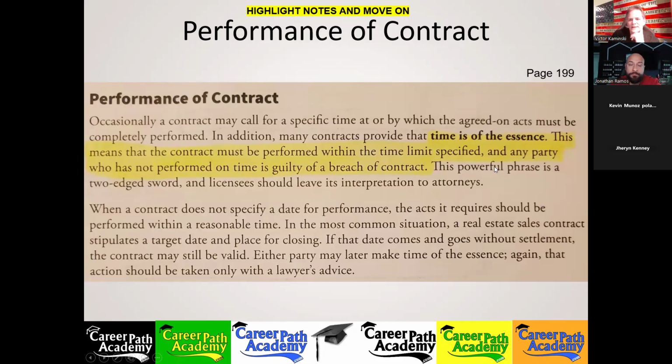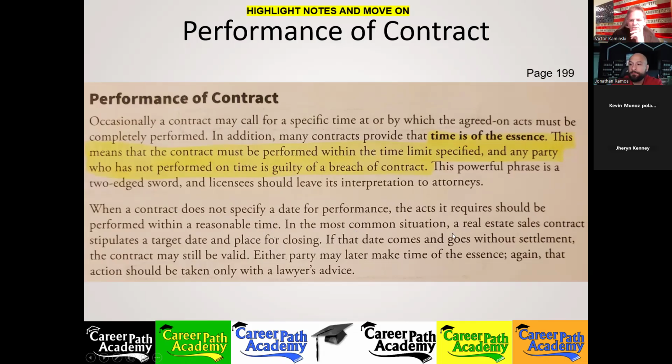You see, they even follow up by saying this powerful phrase is a two-edged sword, and licensees should leave its interpretation to attorneys. When a contract does not specify a date for performance, the acts it requires should be performed within a reasonable time.